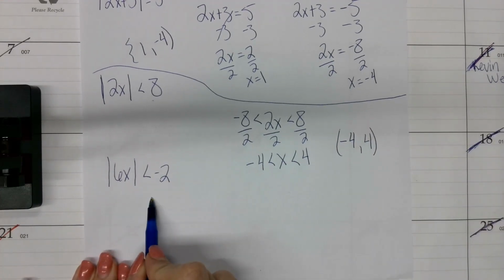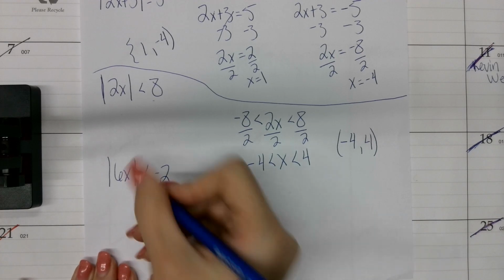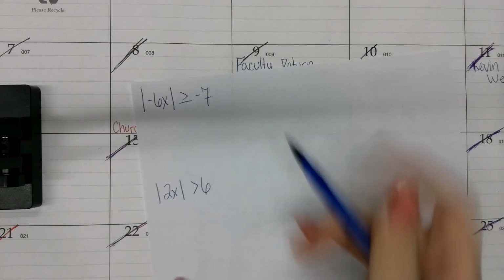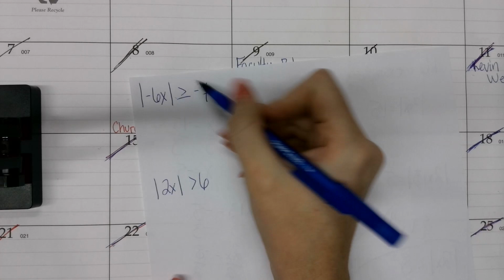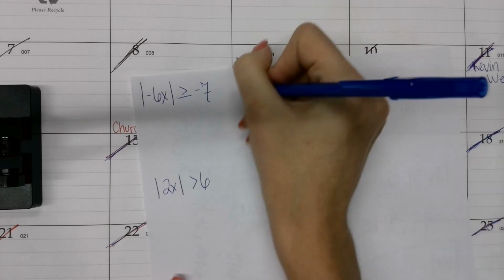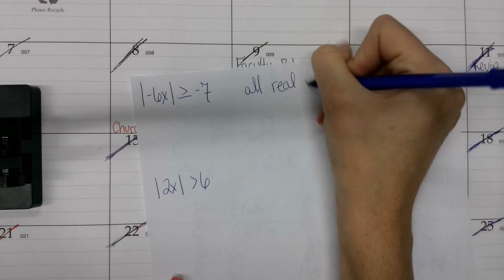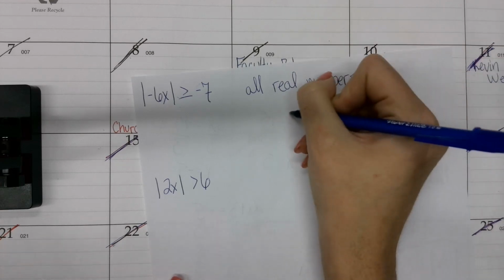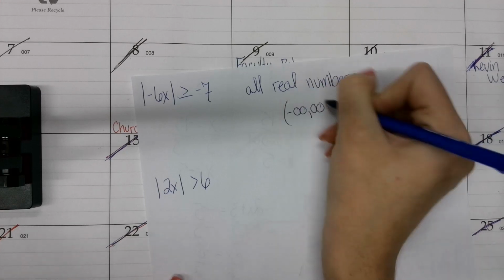This one's a trick. You can't have an absolute value less than a negative. No solution. This is the other trick. It's greater than a negative. All absolute values are greater than a negative. So this one would be all real numbers, or negative infinity to positive infinity.